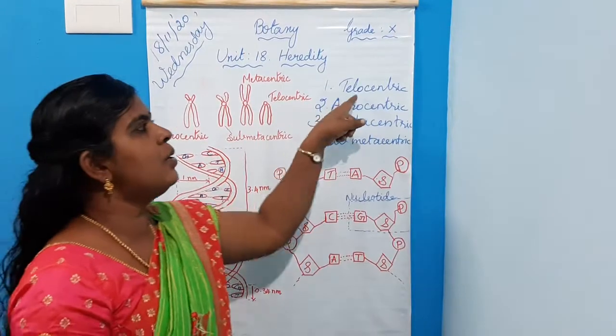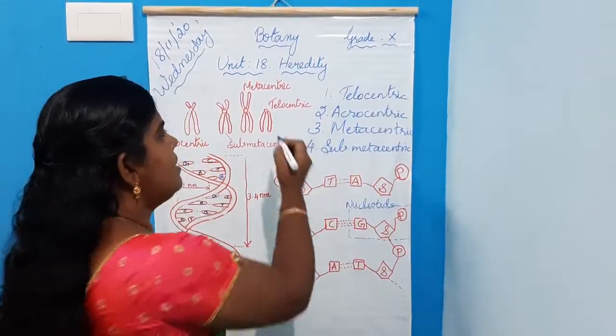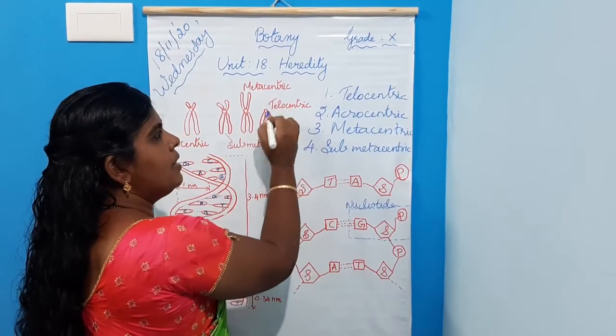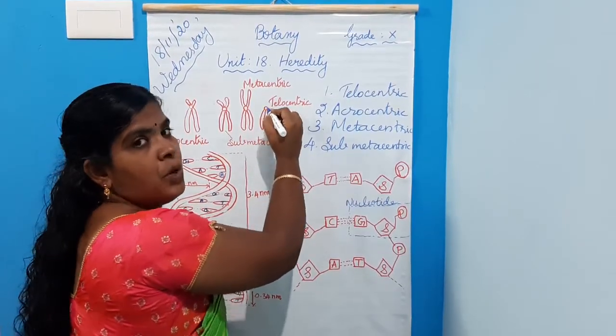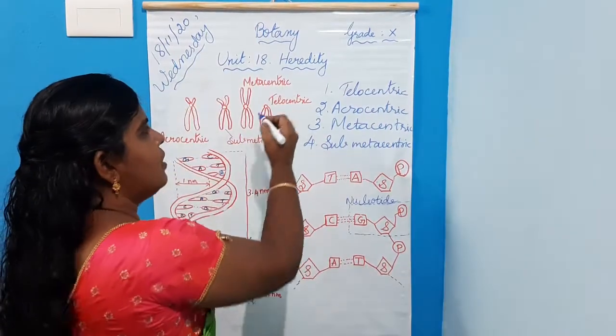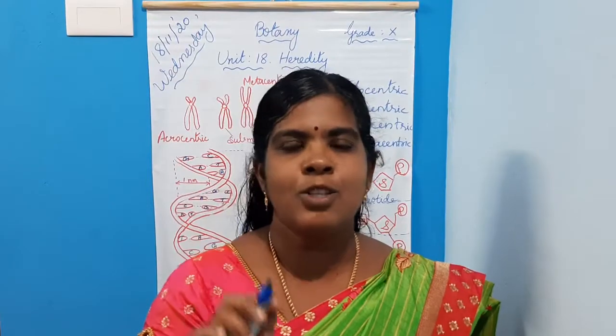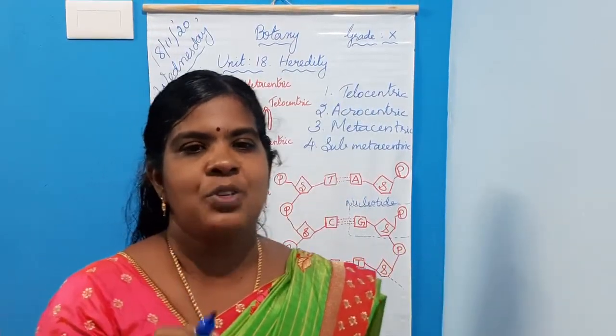First one is telocentric. Telocentric chromosomes. The centromere is found at the proximal end, or at the terminal part. These chromosomes are rod shaped.